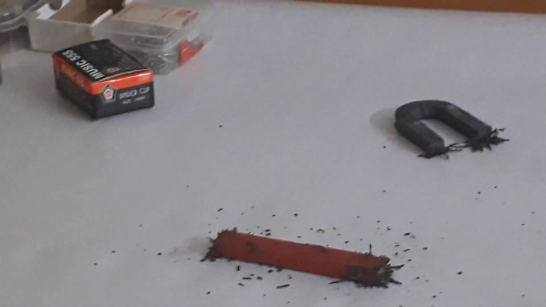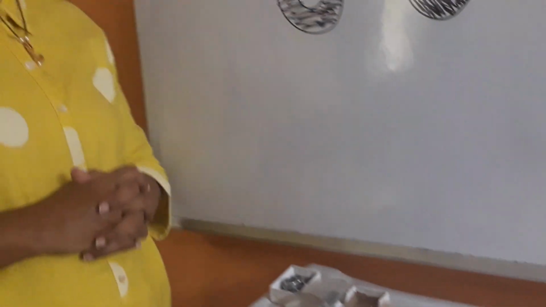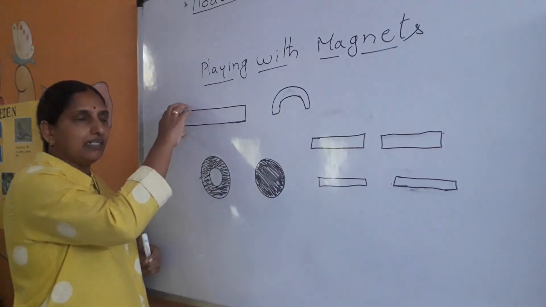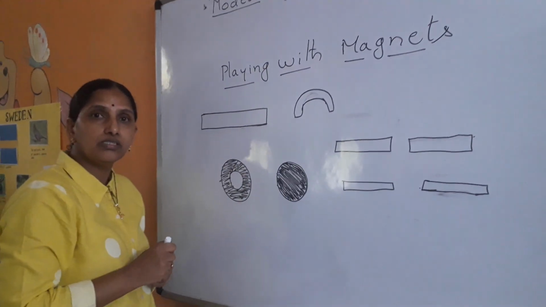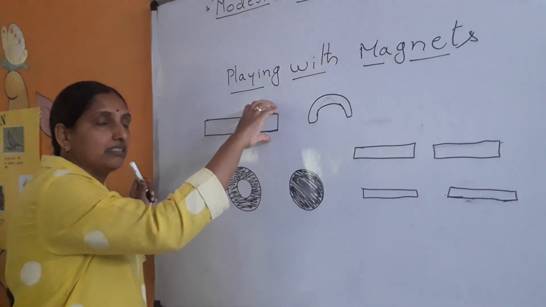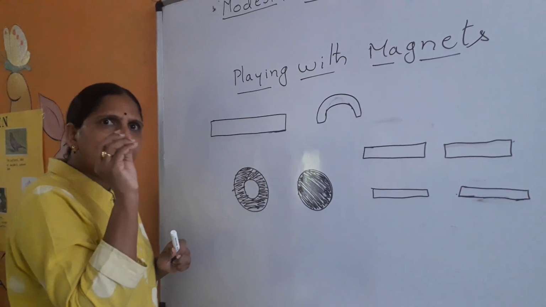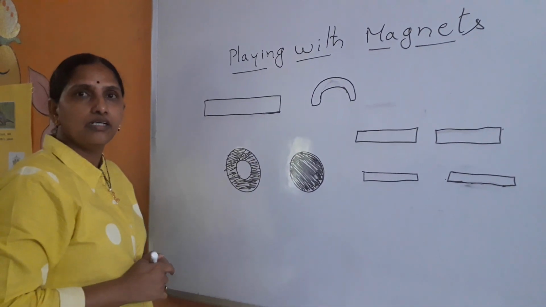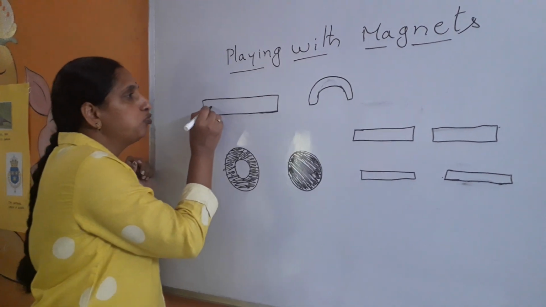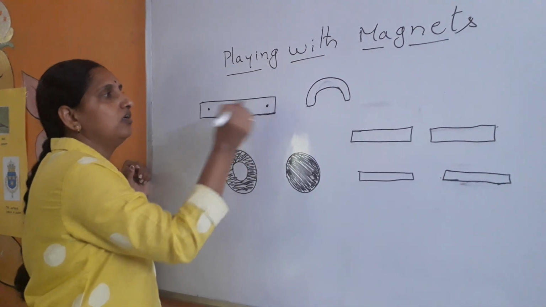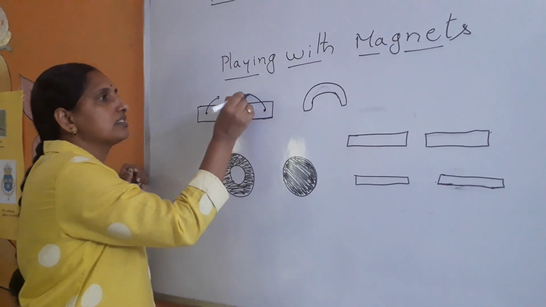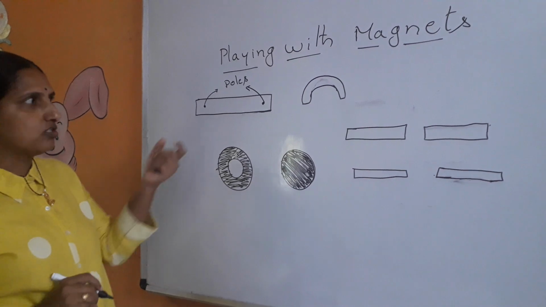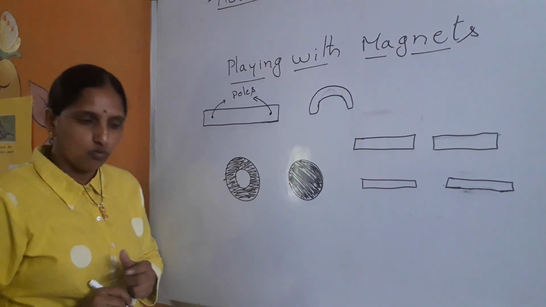So what can we conclude from this? From this we can conclude that magnets attract iron and iron-like substances from the ends. That means this attractive property lies at the ends of the magnet. Okay, they are called poles. What are they called? Poles. Poles of the magnet. So this magnet has two poles.